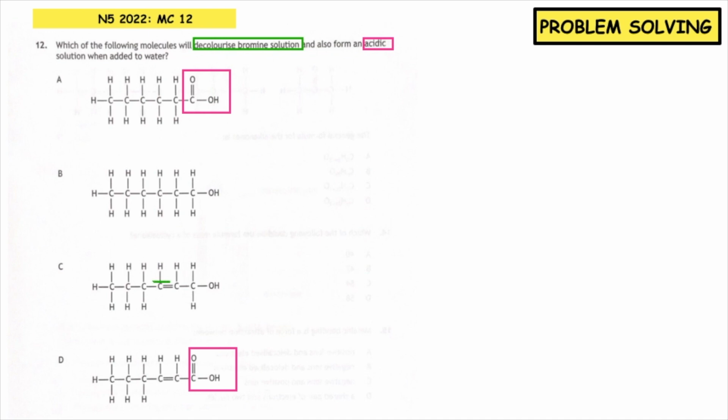The other factor it wants me to look at is decolorising. We need to have a carbon-to-carbon double bond for an addition reaction to occur. So the correct answer to this is multiple choice answer D.